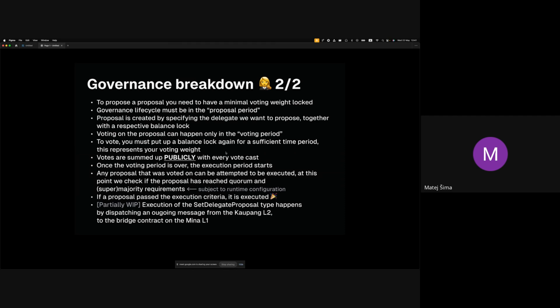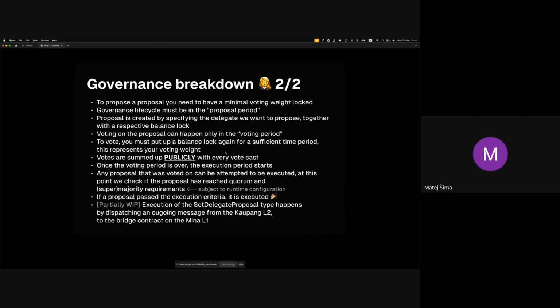This is essentially where the governance implementation ends, because what the execution does, it taps into something that we provide out of the box from ProtoKit. It taps into the cross-chain messaging architecture that we have, and it dispatches, or at least registers a message at this point, that you are trying to dispatch a message to the L1 that would set the delegate on the bridge contract. So that's where the governance implementation ends, and that's where the remainder of the messaging protocol is then implemented by ProtoKit under the hood.